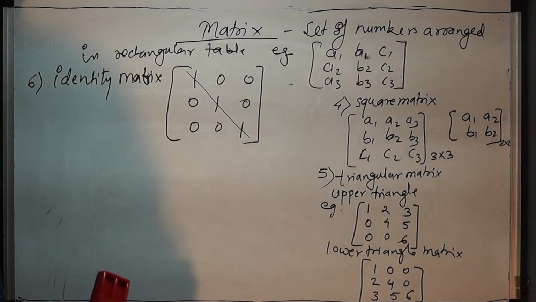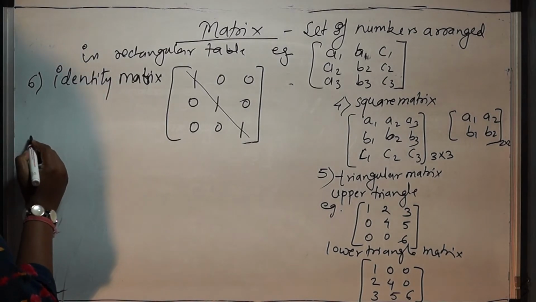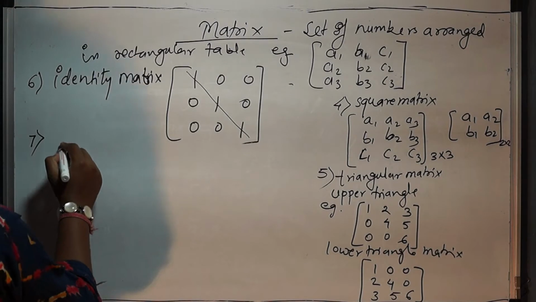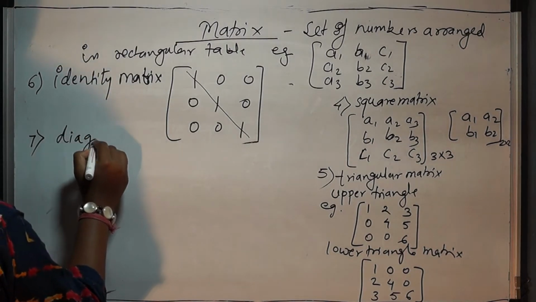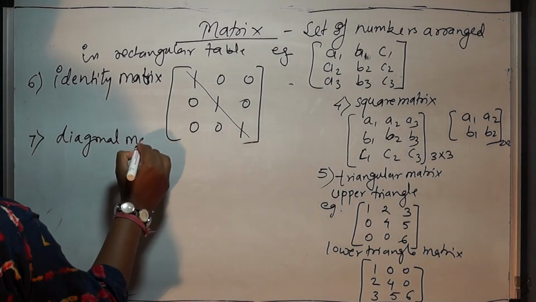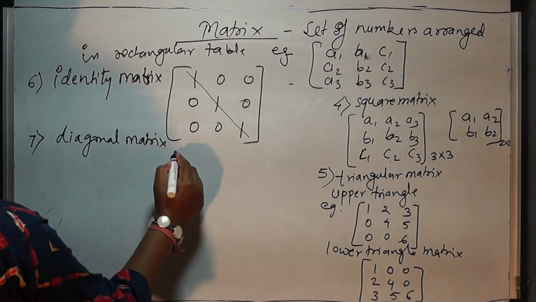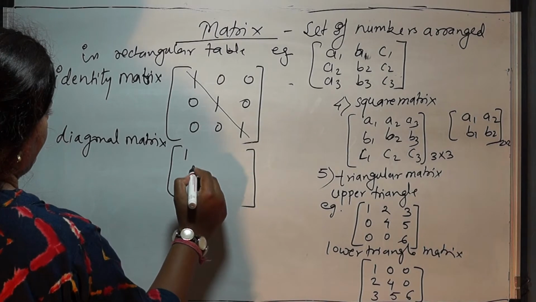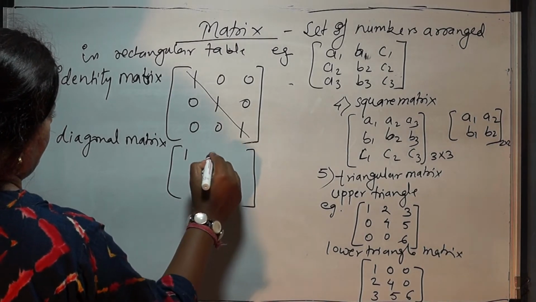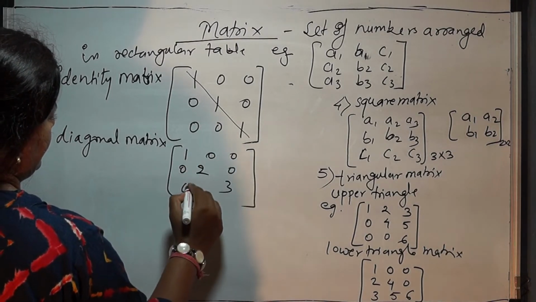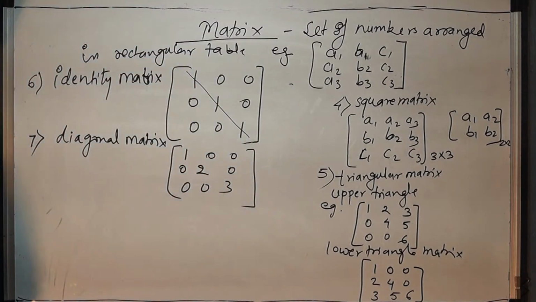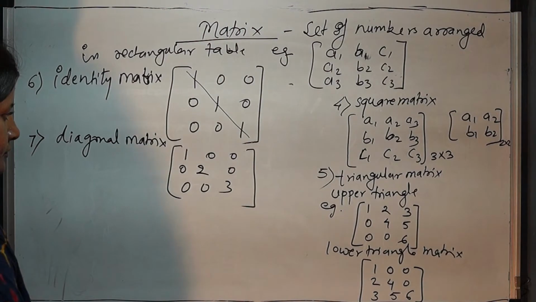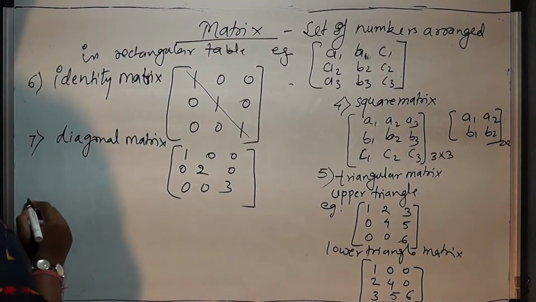Okay, then seventh, diagonal matrix. Here in the diagonal any number can be there, and other elements are 0. Okay, next, scalar matrix.